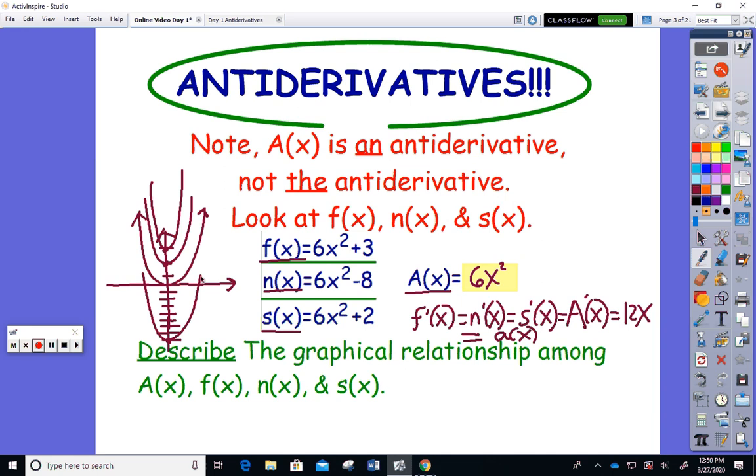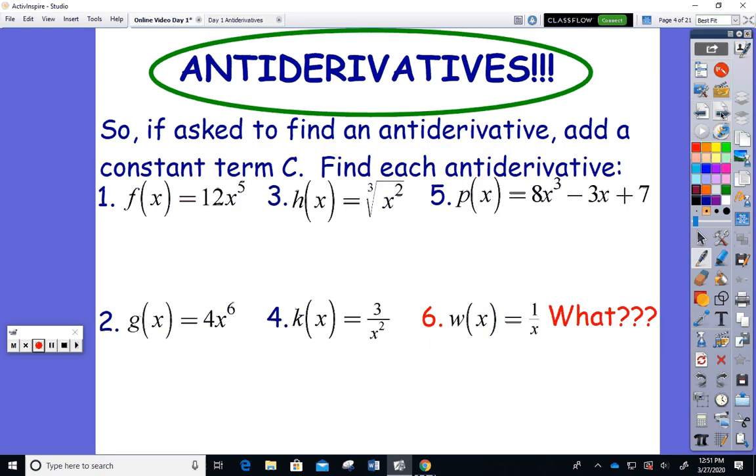So the relationship between all the antiderivatives for any given function is going to be that they're all the exact same graph. The only difference is a vertical translation on the y-axis. So each of them is the exact same graph moved up or down from each of the others. Okay? So the only thing that's causing the difference in the graph is the constant term. And the constant term, remember, tells you to move the graph up or move the graph down.